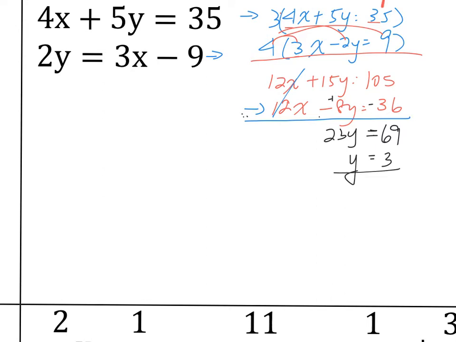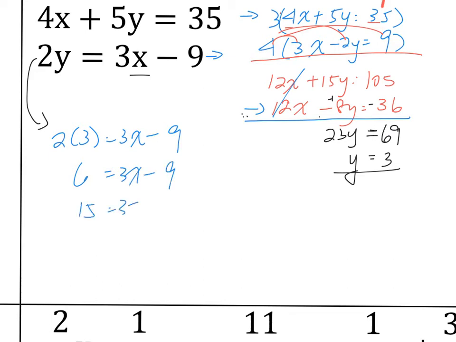And then I'm going to use this equation to solve for x. So 2 times 3 equals 3x minus 9. 6 equals 3x minus 9. 15 equals 3x. x equals 5. So our answer will be 5, 3.